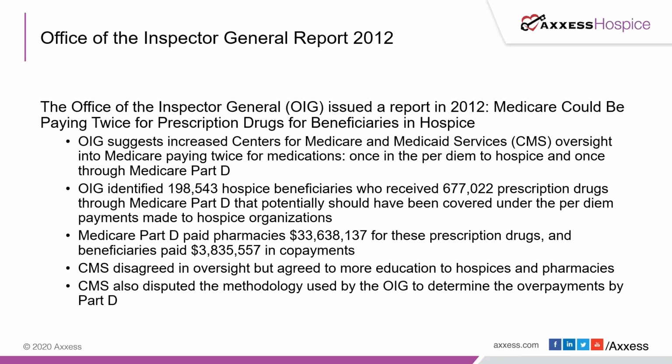CMS disagreed on giving oversight, but they said that giving some more education to hospices and pharmacies would be important and they would take that up. They also disputed the methodology used by the OIG to determine that amount of overpayments. They think the OIG overestimated the actual amount and the problem.